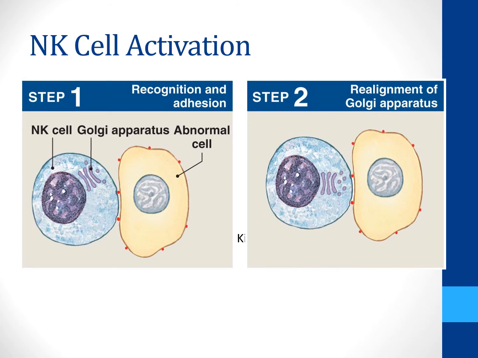So here's our natural killer cell activation. The first step is recognition and adhesion. So the natural killer cell is going to find this abnormal cell and adhere to it. Then the Golgi apparatus is going to realign so that it is pointing toward that irregular abnormal cell.